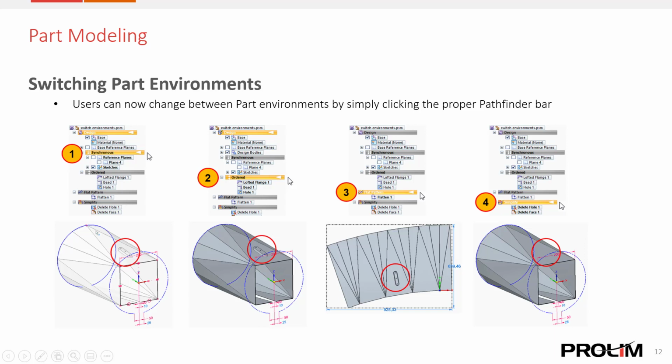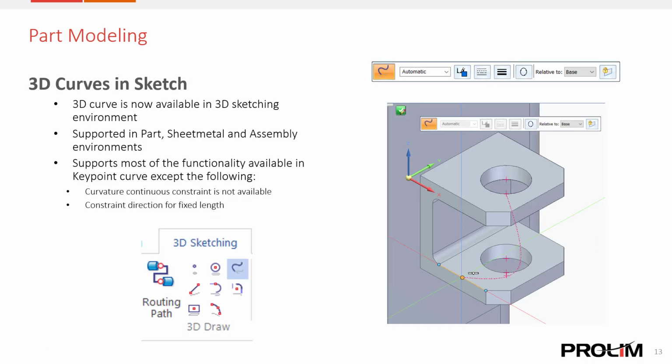The next update we have in the part modeling is the 3D curves in the 3D sketching tab now. So 3D curve is now available in 3D sketching environment. It's supported in the part, sheet metal, and assembly environment. It has basically the same functionality as the key point curve, which is great.